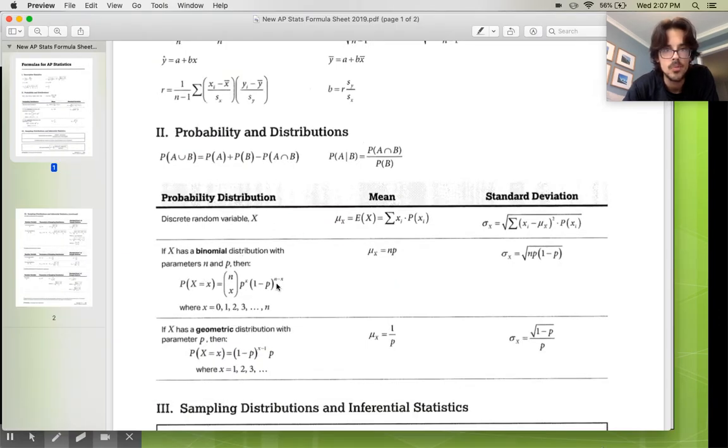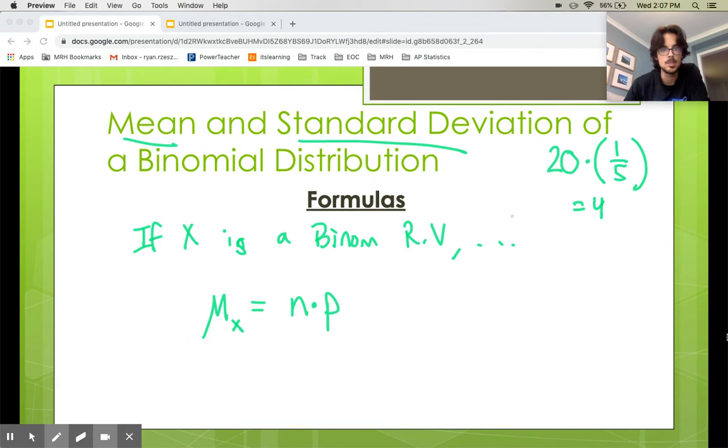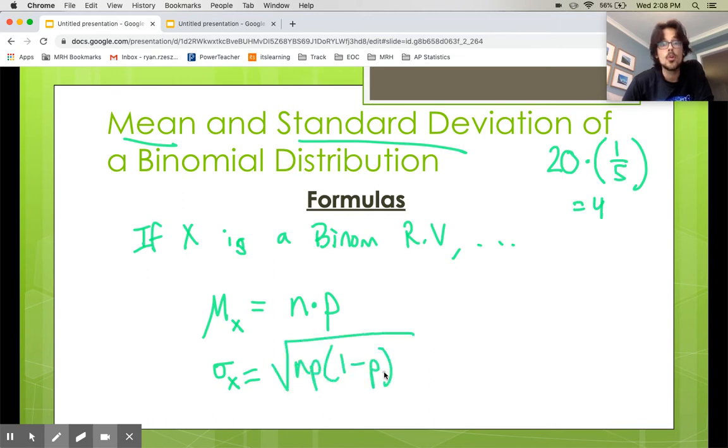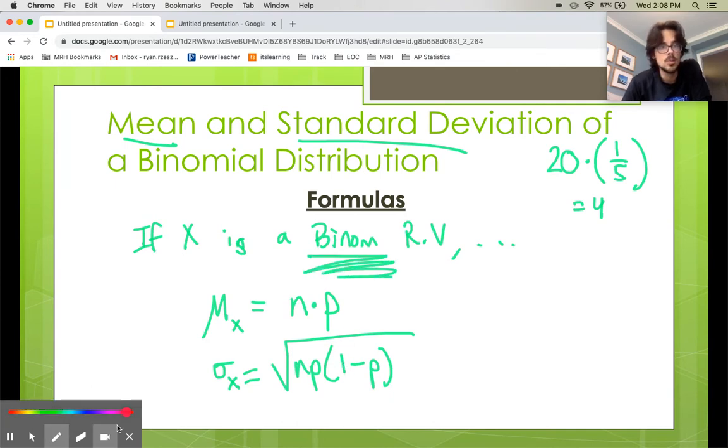We already learned our main formula right here. They're written down, n times p, like I just showed you. And then you have this one right here for your standard deviation. Our textbook does a nice job explaining this formula if you are curious and want to see, but I'm not going to go into the justification of it, it's just there for us to use. So we have the square root of n times p times 1 minus p, all underneath the square root. So that is going to be our standard deviation formula for a binomial problem. Both of these only work when your variable is binomial.